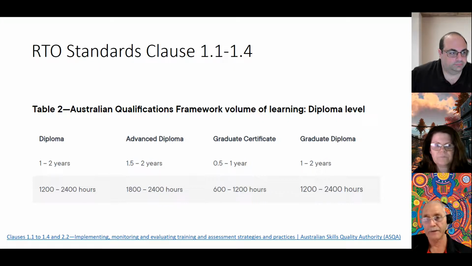The amount of training that is specified in the training and assessment strategy is the amount of time that they're in class. So volume of learning can include some out of class activities as well. Thank you.